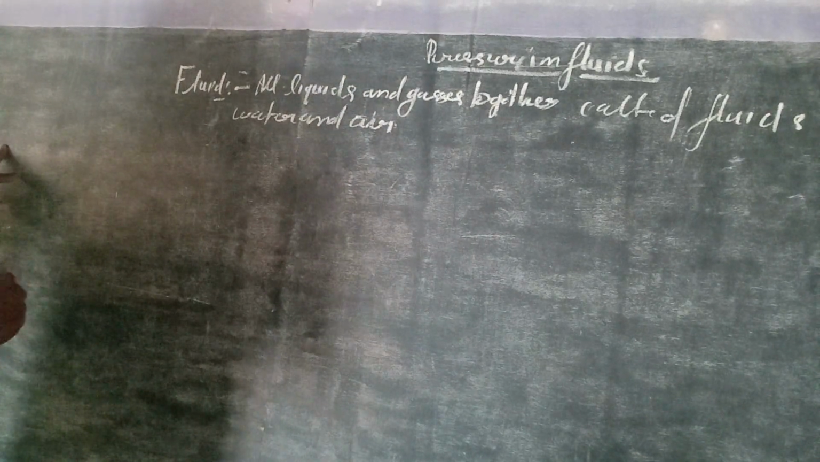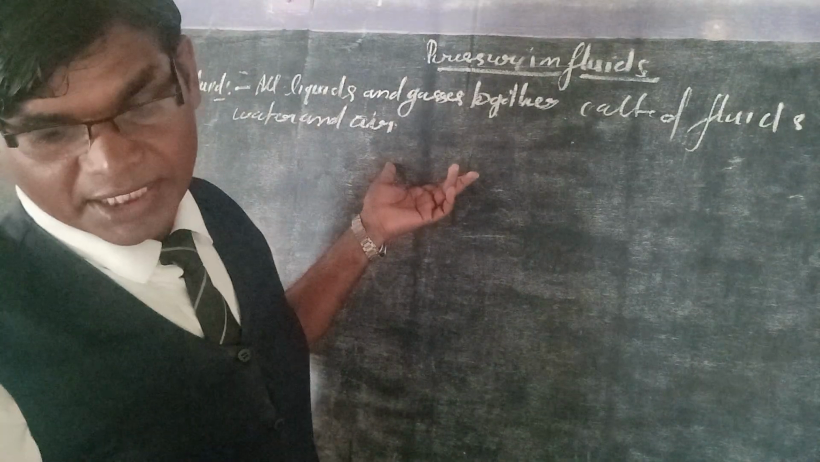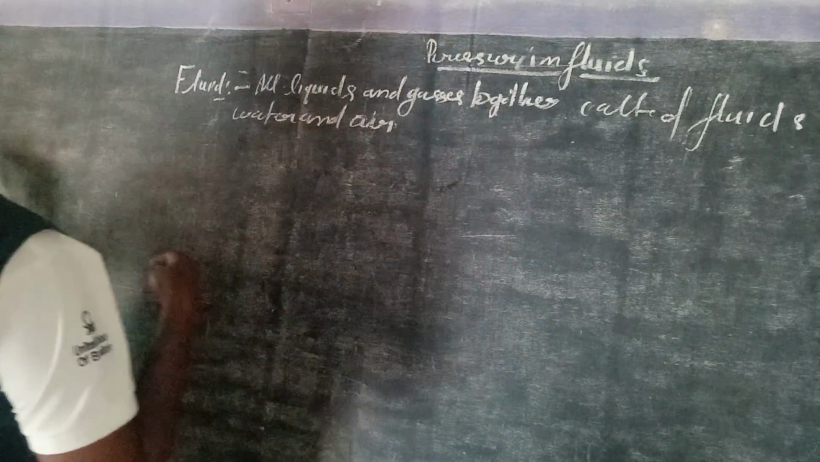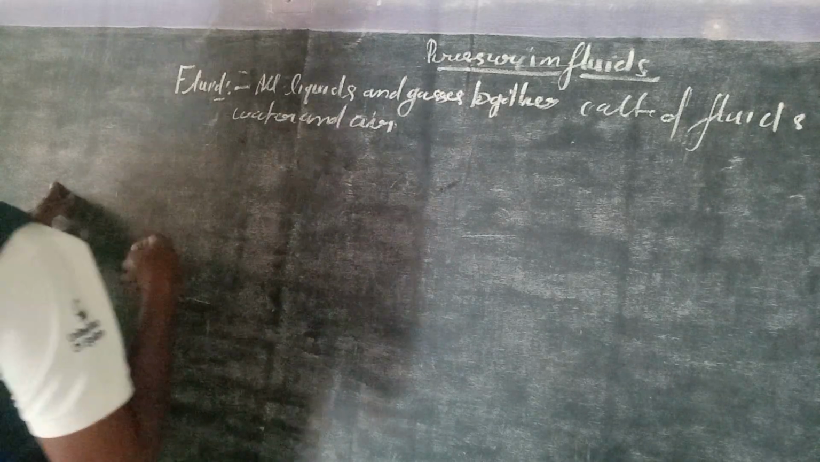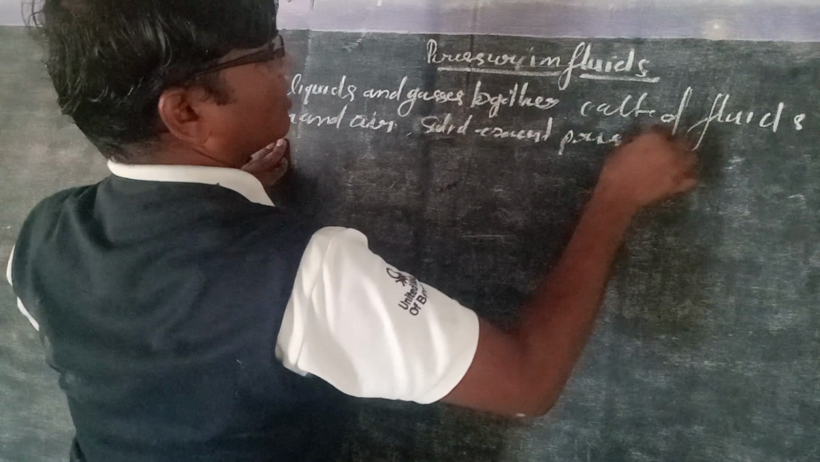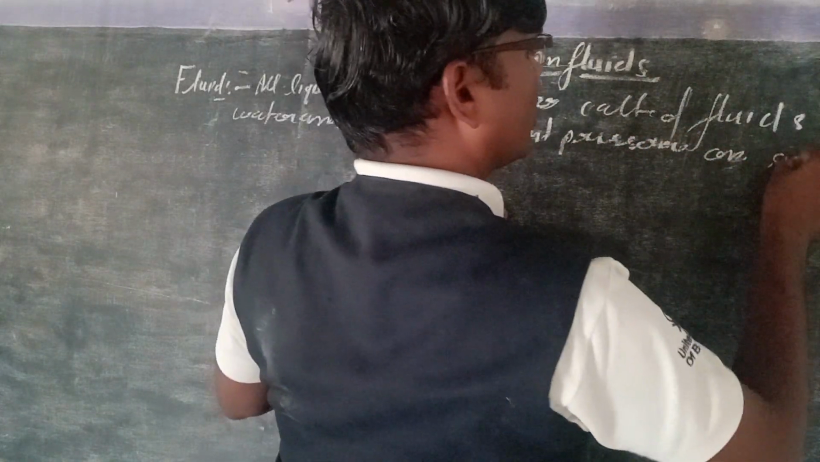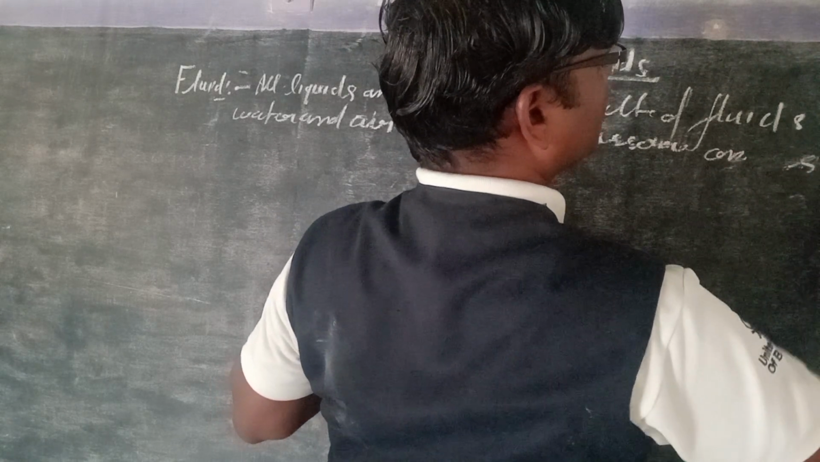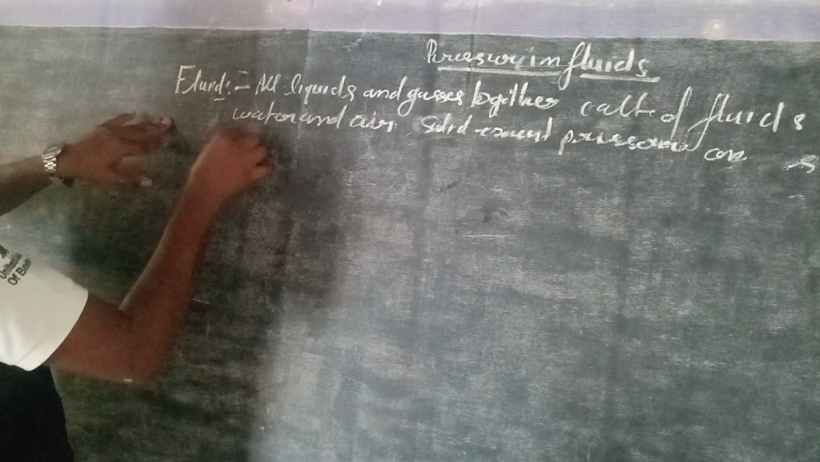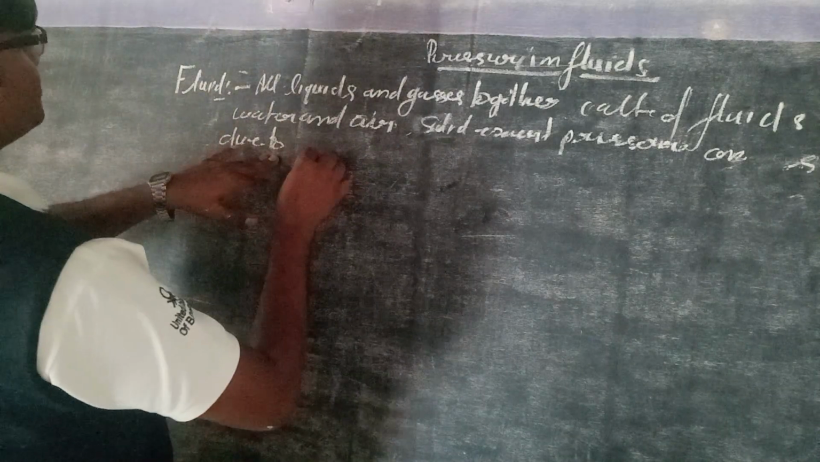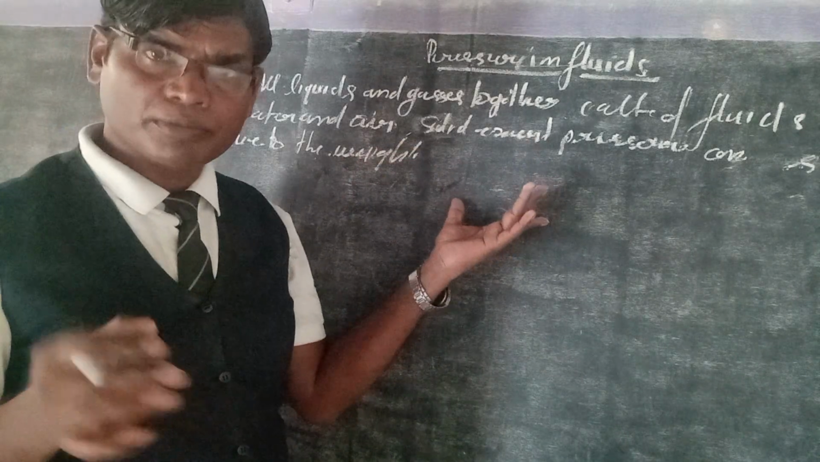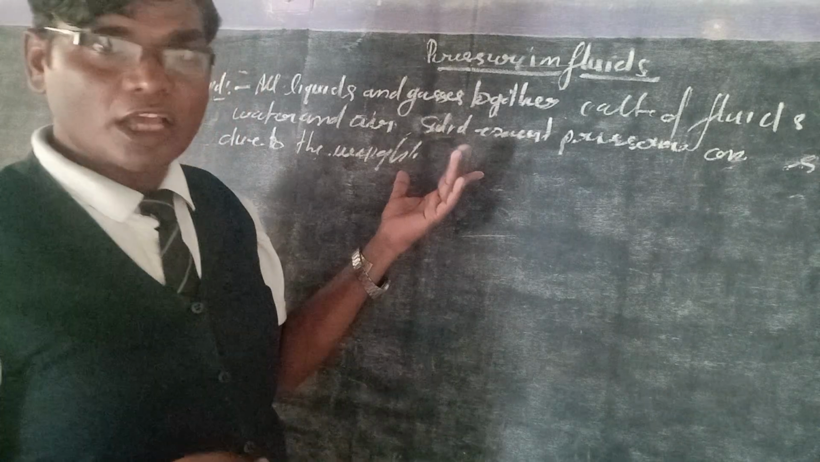So fluids, like water and air, exert pressure. Solids exert pressure on a surface. Why? Because they have weight and mass, so on the surface, due to the weight. But liquids and gases, which make up fluids, also have weight, so they also exert pressure.